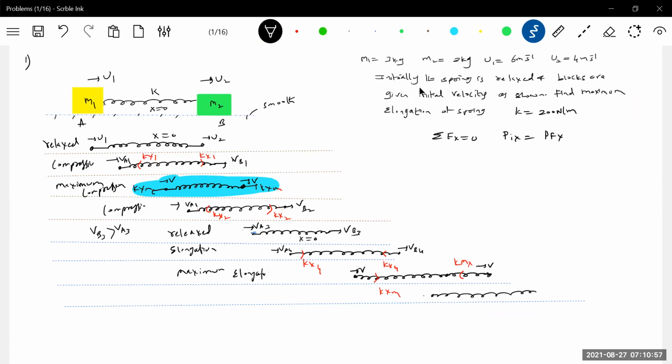Very next moment, sir, can you tell what will happen? VB5, VA5. So again this will be elongation, kx5, kx5. Look at this one. But again, if you go and check it, VA5 will be greater than VB5. So this is again an elongation.